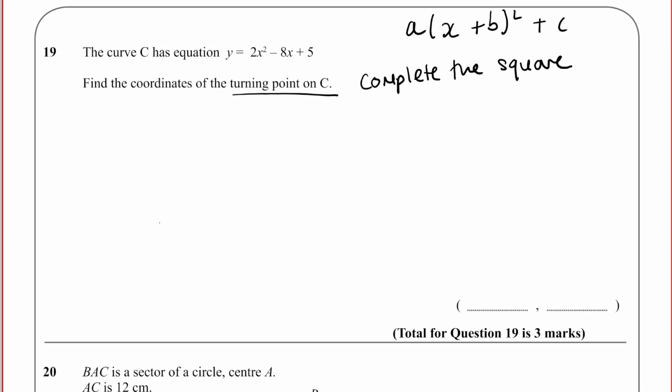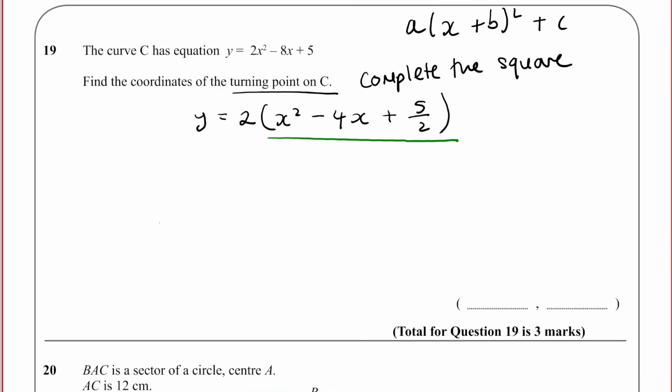It's a harder one because we've got 2x squareds. So we need to factorize out the 2 first. So 2 times x squared makes 2x squared. 2 times negative 4x makes negative 8x. And 2 times 2.5 makes 5. Now I'm going to complete the square on this bit. I'm going to leave the 2 on the outside. I'm going to put a big bracket because I'm also going to have another bracket. So there's going to be a bracket in a bracket.